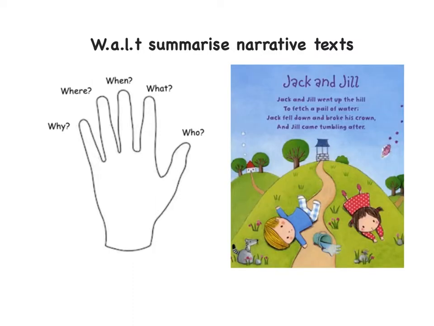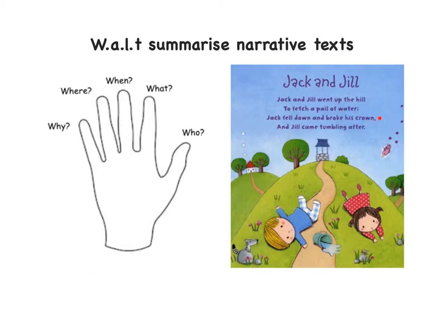Let's have a go at summarising Jack and Jill. Now the first thing we're going to do is read it to make sure that we understand it. Jack and Jill. Jack and Jill went up the hill to fetch a pail of water. Jack fell down and broke his crown, and Jill came tumbling after.